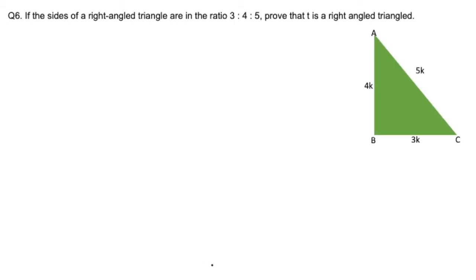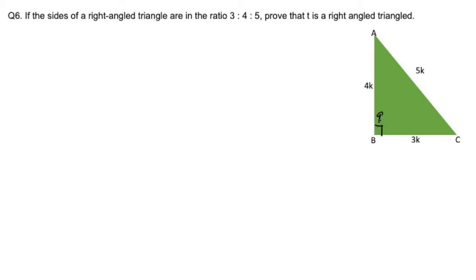Let's see question number 6 now. In question 6, if the sides of a right angle triangle are given in the ratio 3:4:5, you have to prove that it is a right angled triangle. Now since the sides are given in the form of a ratio, we have to suppose a variable with it. So let us represent this in the form of a right angle triangle ABC, in which your angle B is 90 degrees.